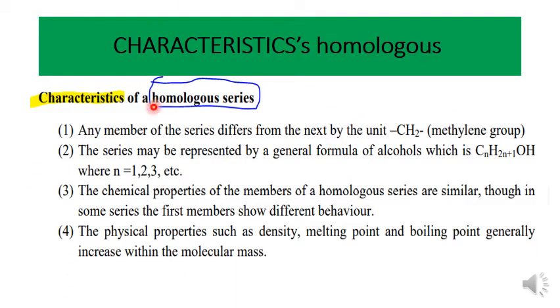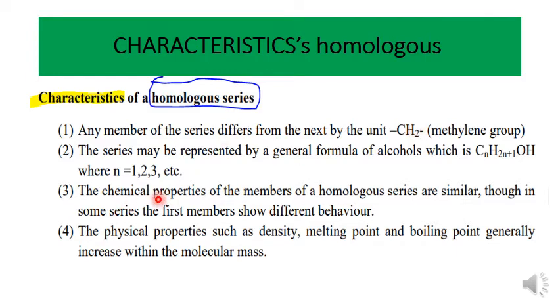Each member of the series differs from the next by one methyl group; this is the increase of a methyl group. The series is mainly represented by a general formula for alcohols like this. This is the general formula, and each member differs from the previous by this methyl group.